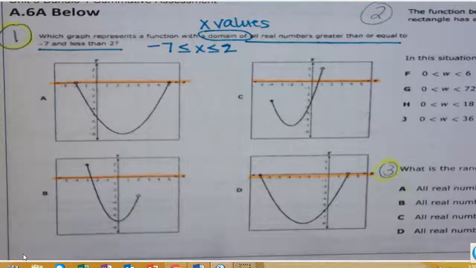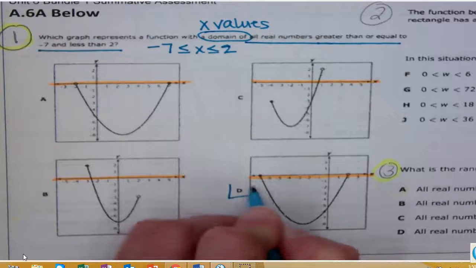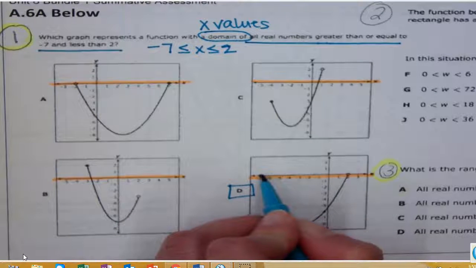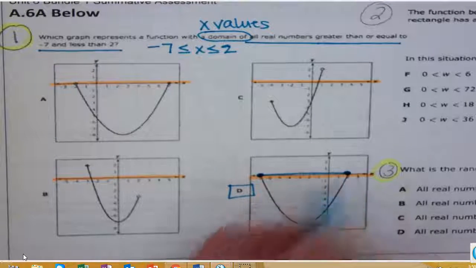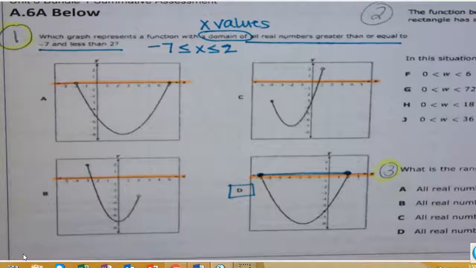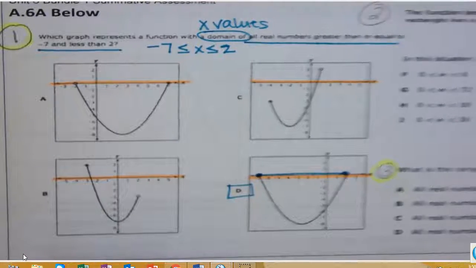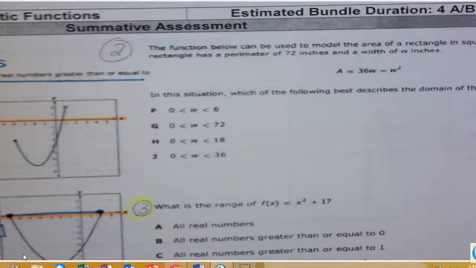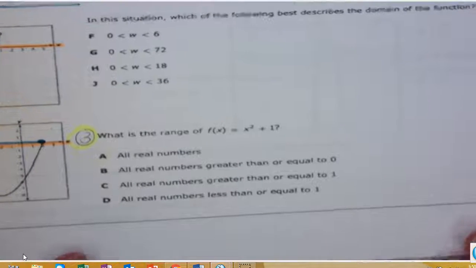So which of these graphs? That would be this one right here. The graph covers from -7 all the way to 2. All of these numbers are covered by the x. That's number 1. We're going to skip number 2 for right now. We're going to go to number 3.